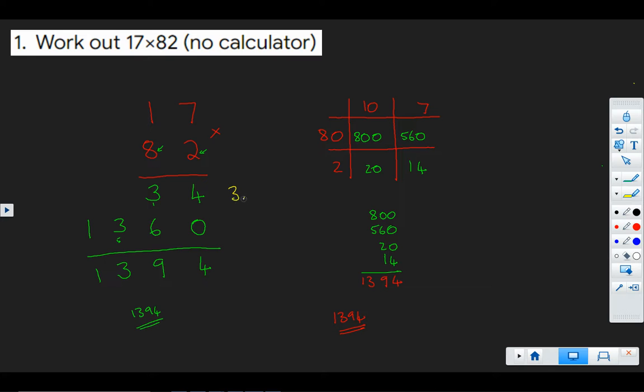So if you want to practice those on Century, some practice with the column method is in 3.07, and if you're going to use the grid method, 3.08. And I recommend that you do this with just one method.